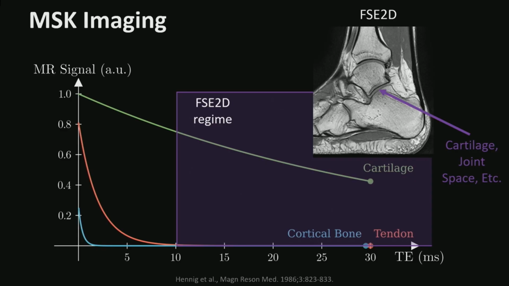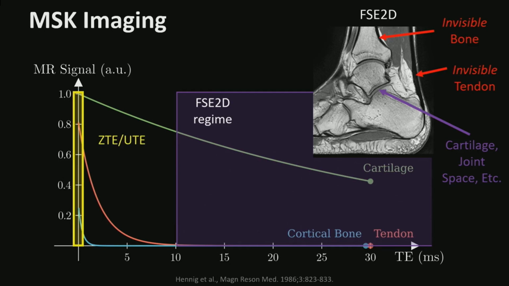Fast spin echo is a workhorse of MSK imaging because it's efficient and provides excellent soft tissue contrast. However, important MSK tissue like bone or tendon are invisible in FSE 2D because their signals already decay at the time of acquisition.